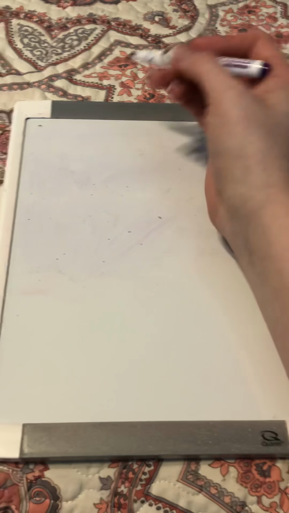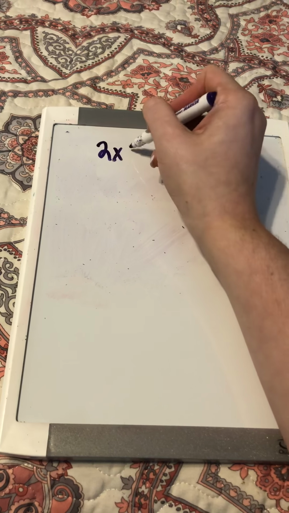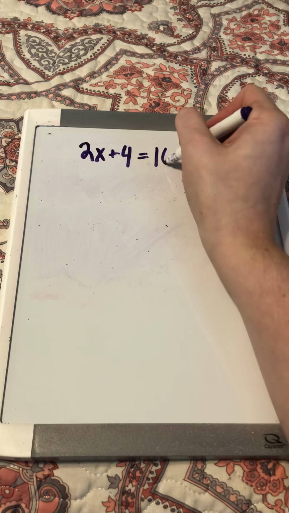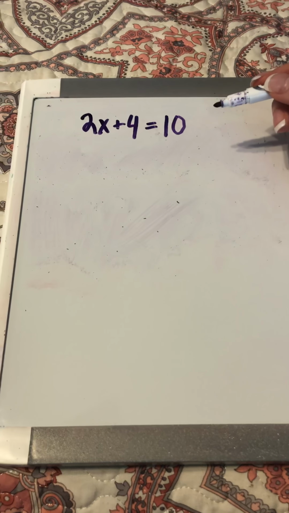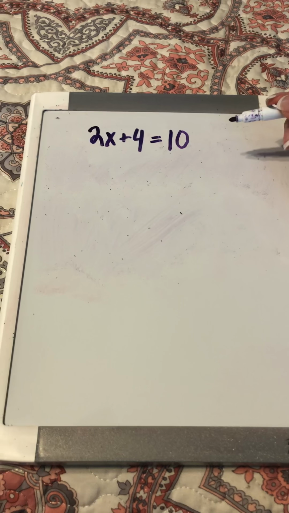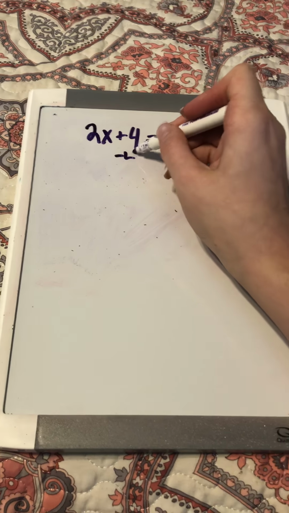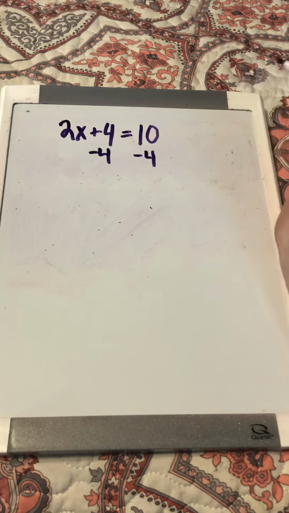Our first problem we're going to do does not involve any negative numbers. It is 2x plus 4 is equal to 10. Now, when we solve linear equations, we want to get the x by itself. So the first thing that we would do is we need to subtract the 4. And we know when we subtract from one side, we also have to subtract from the other side.